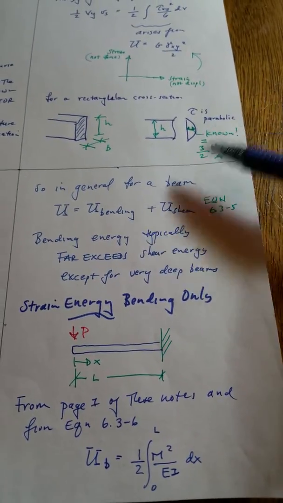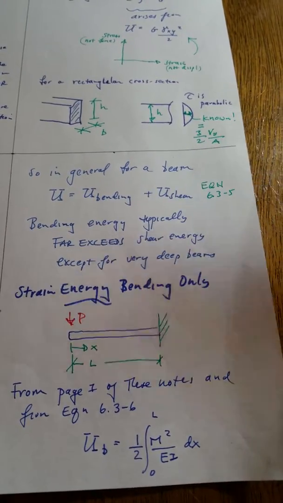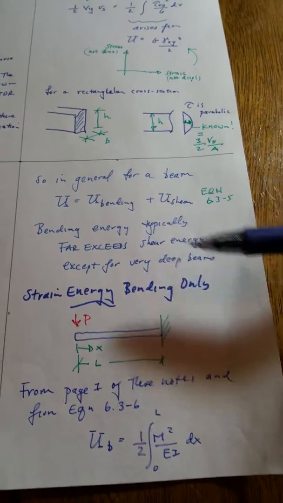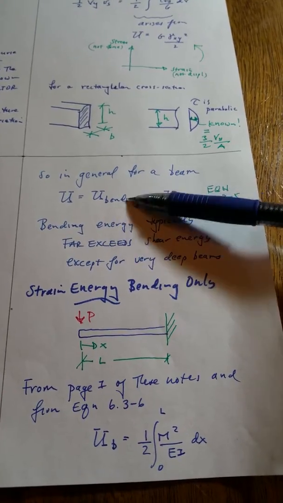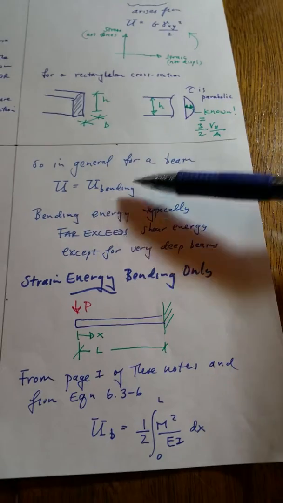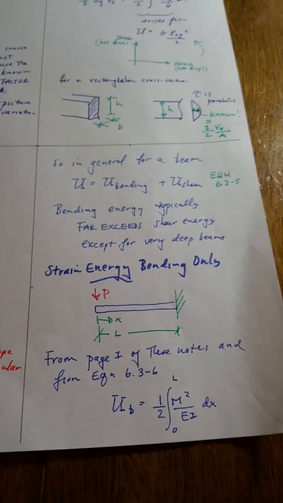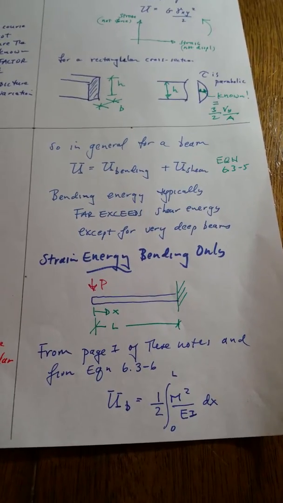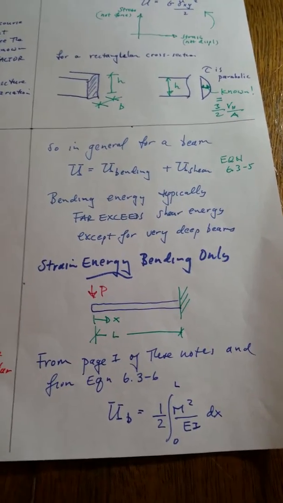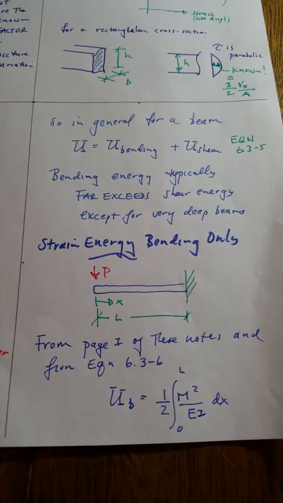So in general, the strain energy for a beam is a combination of bending and shear. But typically the energy of the bending is much, much larger than the energy for the shear. In other words, it's much less efficient in bending. It's an inefficient way of carrying load. So I'll tell you when to turn on the shear deformation or when not to, okay?